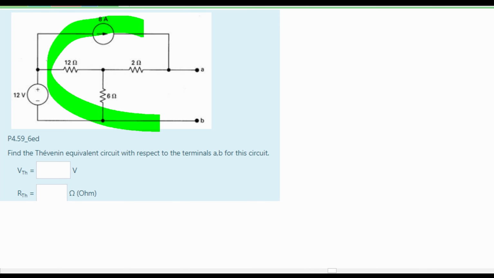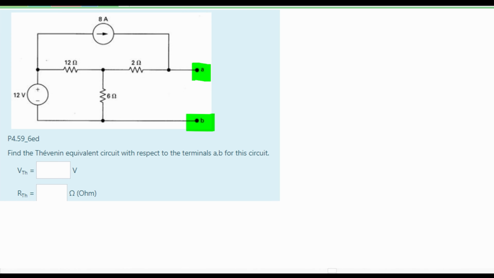In this circuit diagram, we need to find the Thévenin equivalent circuit with respect to the terminals A and B for the circuit. Terminals A and B are located right here. We need to find voltage and resistance. The Thévenin equivalent circuit is going to look like this.